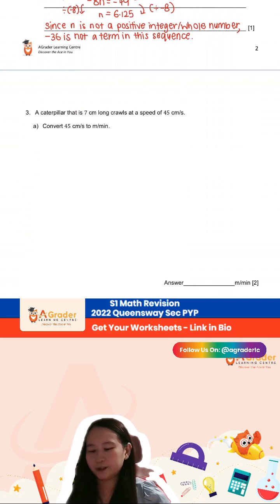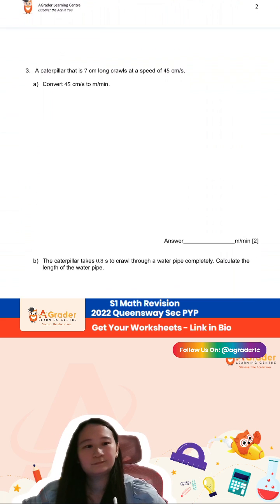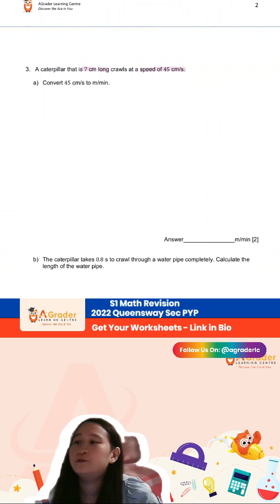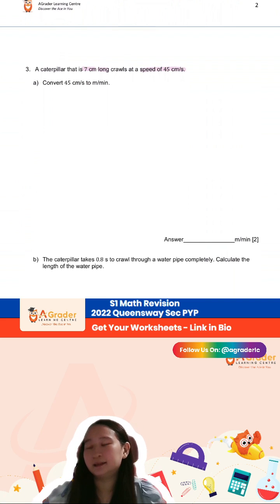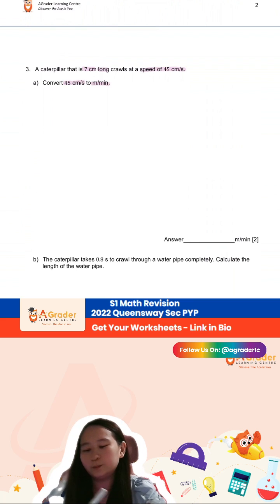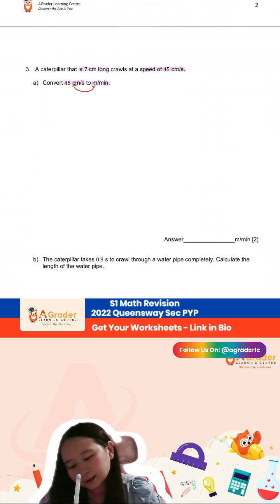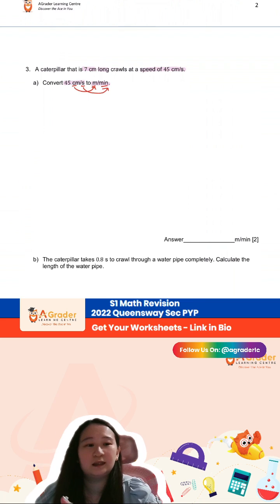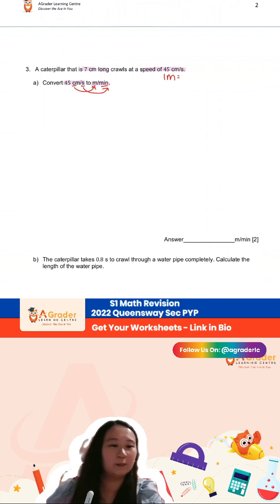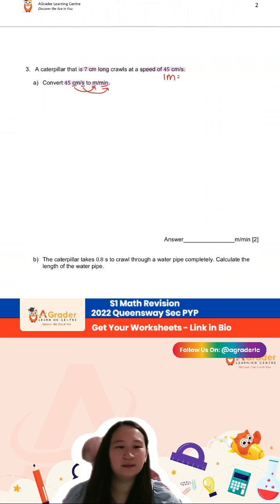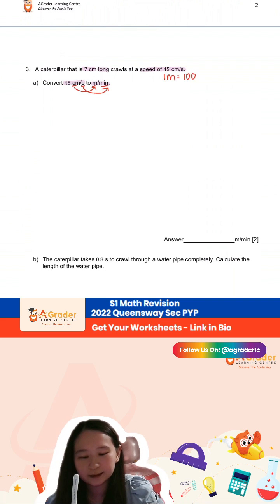Next question 3. A caterpillar is 7 cm long, crossed at the speed of 45 centimeter per second. Then they ask you to convert this 45 centimeter per second to meter per minute. Okay, so we need to know the conversion for centimeter to meter and seconds to minute. So 1 meter equals to how many centimeter? Anyone? 1 meter equals to how many centimeter? 1 meter is 100 centimeter.